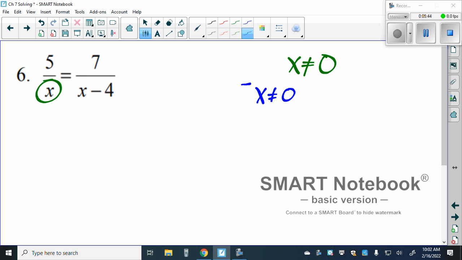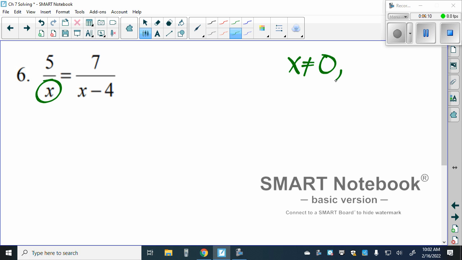Even if it was 5x, I would divide both sides by 5 and still get that x is equal to 0. Because if I have more than one thing multiplied together to equal 0, one of them must be 0. So if it's just a single term, we don't have addition or subtraction, most likely it's telling us that x cannot be 0.